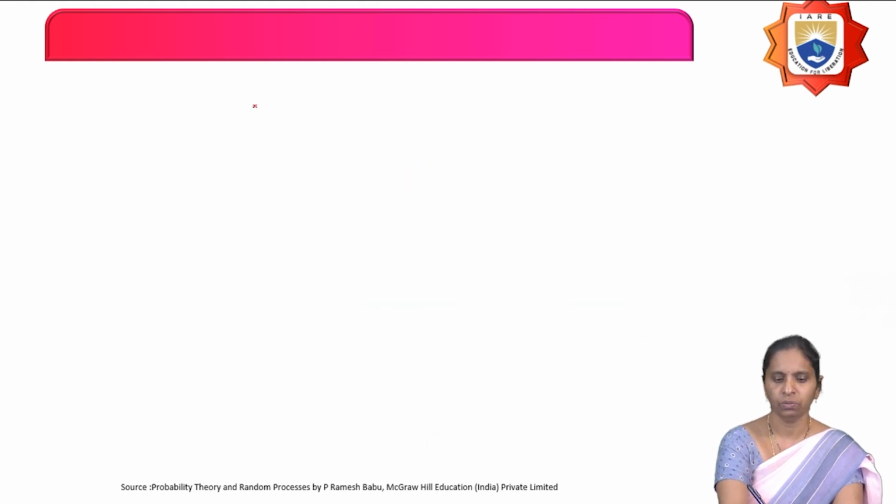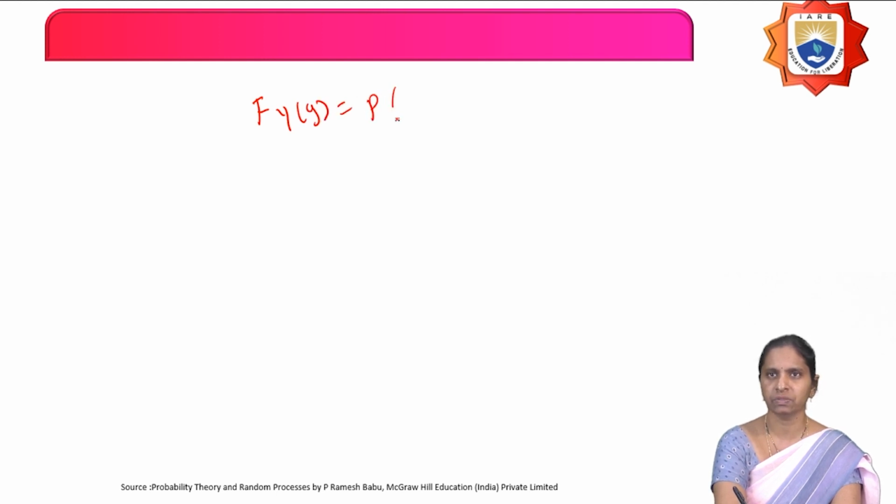So, what is the distribution function of random variable y? Fy of y is equal to what? How is it defined? It is defined as the probability that the random variable y takes values up to y. What does small y represent? A specific value of the random variable y. That is called the distribution function of the random variable y.